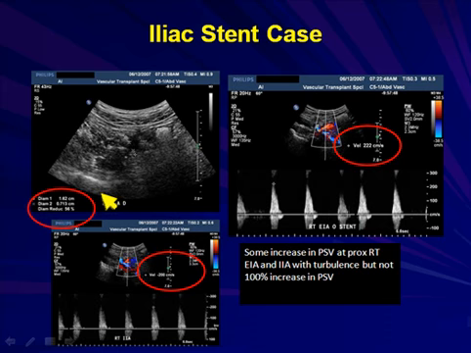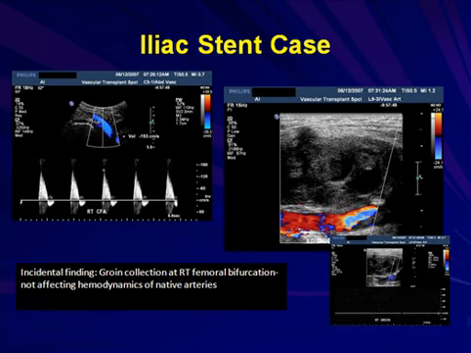As we went further down, there was some increase in the peak systolic velocity at the proximal right external iliac artery and internal iliac artery with turbulence, but there wasn't a doubling of velocity and there wasn't a lot of post-stenotic turbulence, so this was probably not hemodynamically significant.